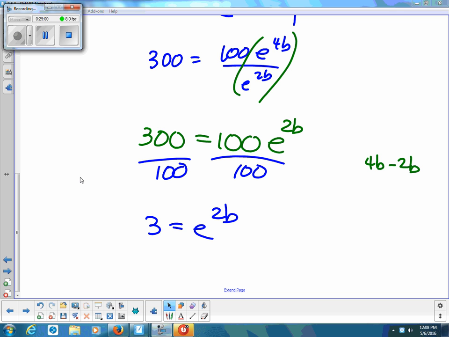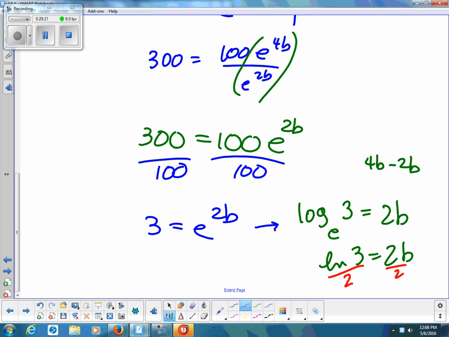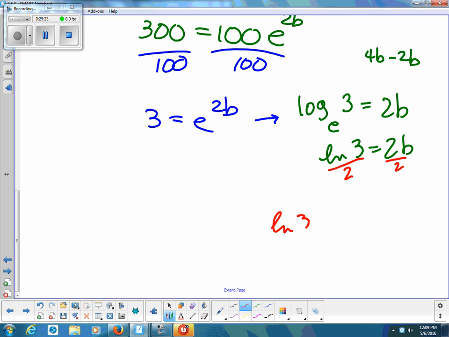Okay, so we're rewriting this in log form. So we're going to get log to the base e of 3 equals 2b. That's ln of 3 equals 2b. And so then we do what? Divide by 2. So our answer should be ln of 3 over 2. And that b value is what? Give me 4 decimal places. 0.5493. People agree? Yeah.